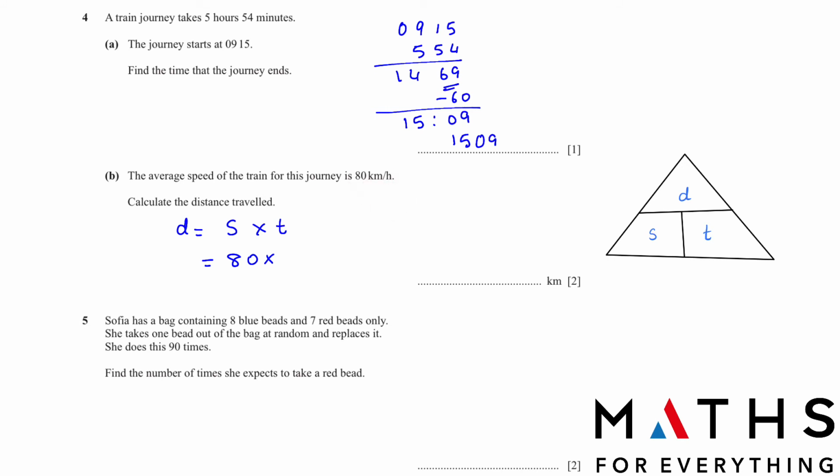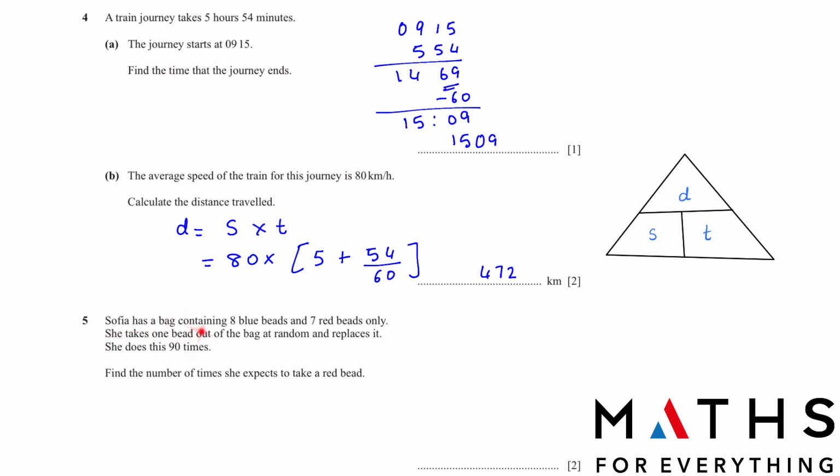We want the answer in kilometers per hour, so our minutes we need to turn into hours. We can do this as 5 is our hours, plus 54 minutes. You want to change the minutes into hours, divided by 60. This will give us 472.